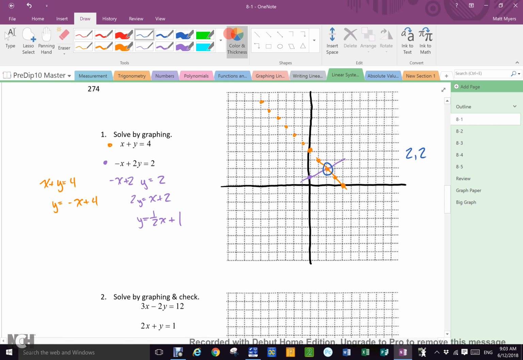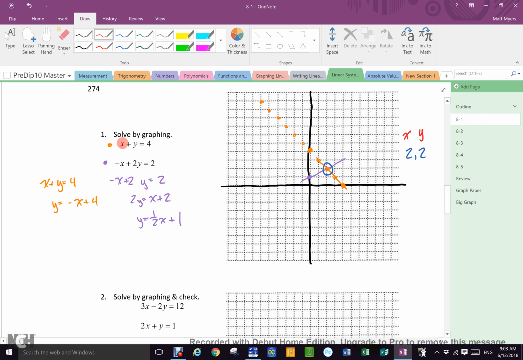2, 2. That 2 is an x, isn't it? That 2 is a y, isn't it? Here's the last step that none of you will do, but I'm going to show you anyway because it's my job.